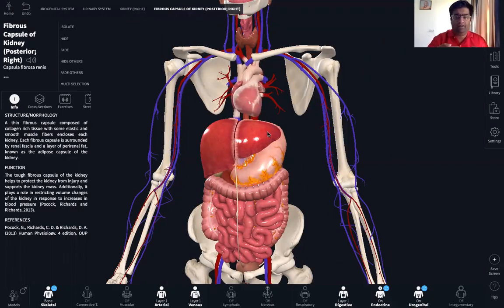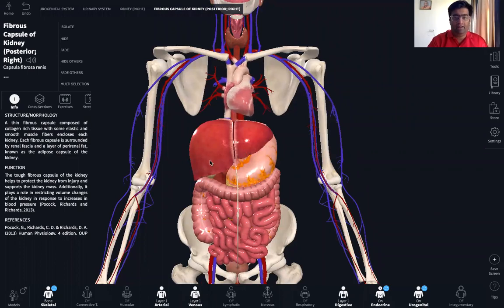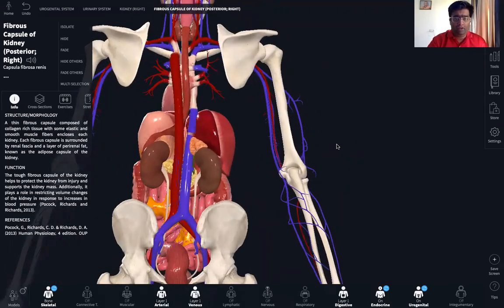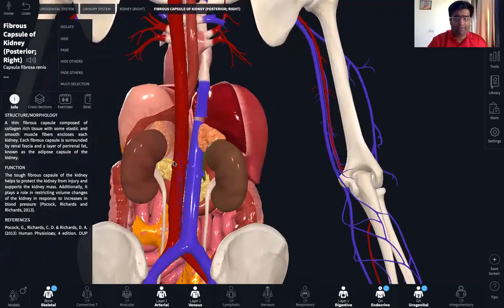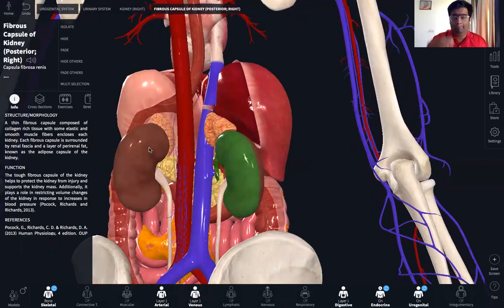You can see this is the anterior or front view, the ventral side of the abdominal cavity. On the right side, in the ventral part of the abdominal cavity, is the liver, which is the largest gland in the body. Right behind the liver is the right kidney. To accommodate the liver, the right kidney is slightly lower in position than the left one. The reason the right kidney is slightly lower is the presence of the liver.